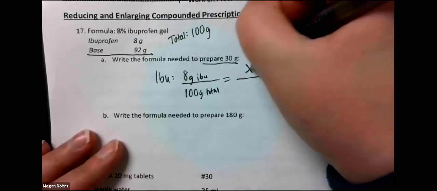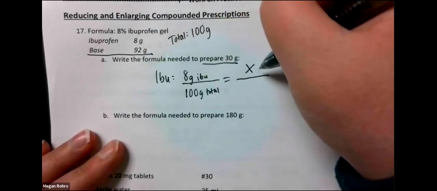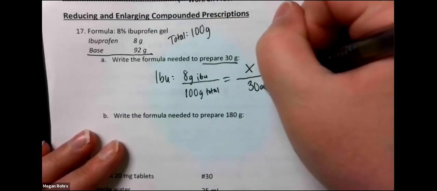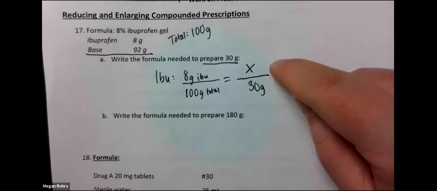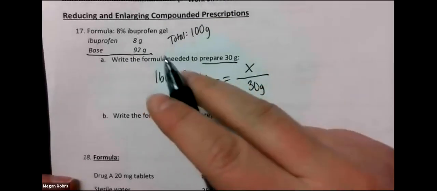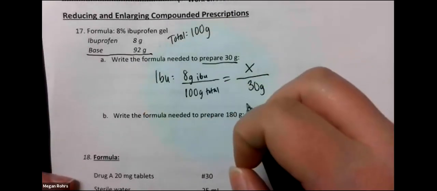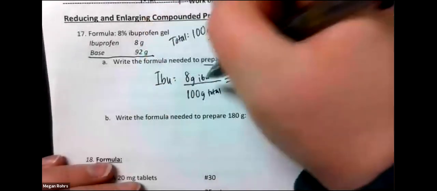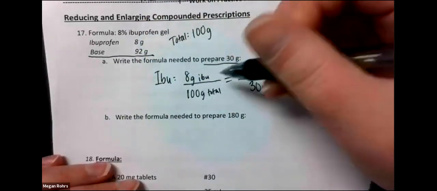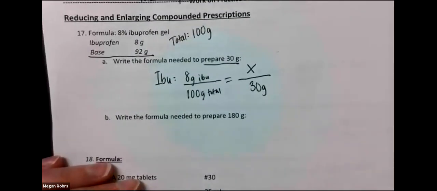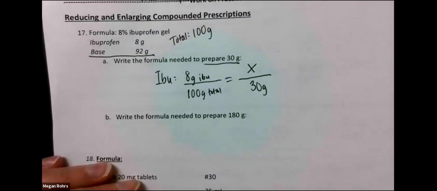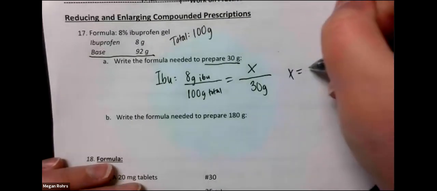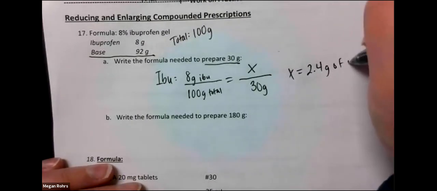So if I solve for x here, and I need a total of 30 grams, the x is going to tell me how much of my ibuprofen I will need for this compound. So cross multiply and divide here. 8 times 30 is 240, and then we're going to divide that by 100. So 240 divided by 100 gives me 2.4 grams of ibuprofen.